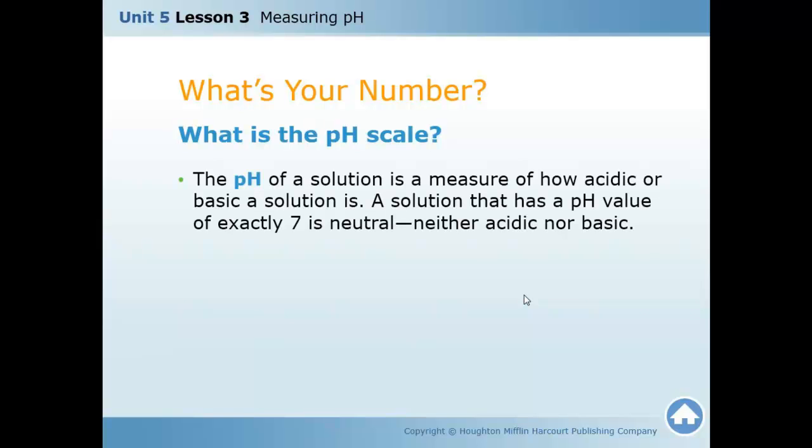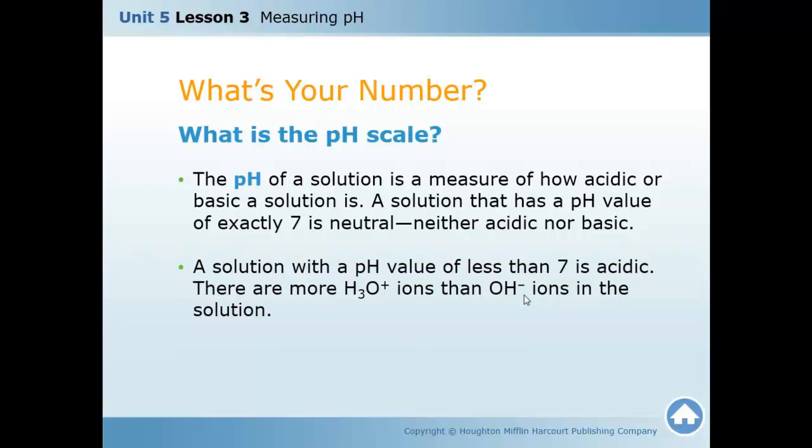The pH of a solution is the measure of how acidic or basic the solution is. A solution that has a pH value equal to 7 is neutral. It means that it is not acidic or basic. So we have three cases for the value of pH: equal to 7, more than 7, less than 7. The first case, when a solution has a pH value of 7, this solution will be neutral, not acidic or basic. But when a solution has a pH less than 7, it will be acidic.